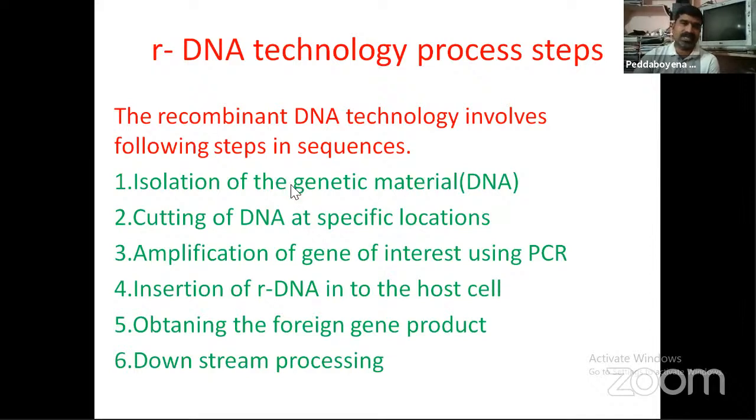Sometimes in the NEET examination, you have to identify which steps of DNA technology are correct or not correct. That's why you should remember these six steps by heart. First, isolation of the genetic material DNA; next, cutting of DNA at specific locations; next, amplification of the gene of interest using PCR; then insertion of rDNA into the host cell; next, obtaining the foreign gene product; and next, downstream processing. So these six steps are very important.